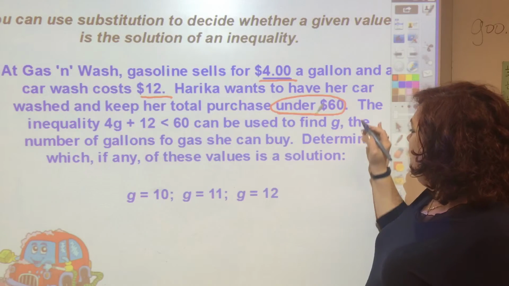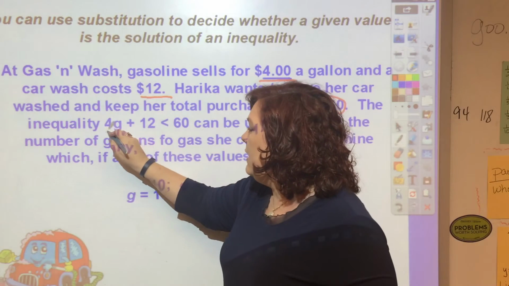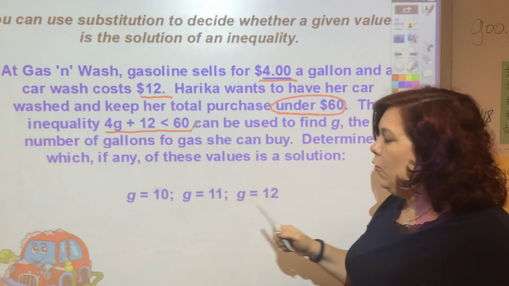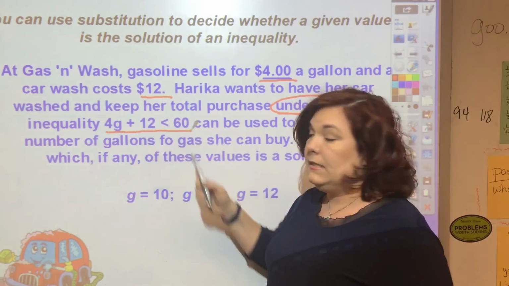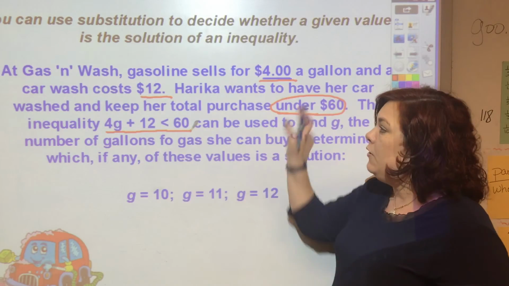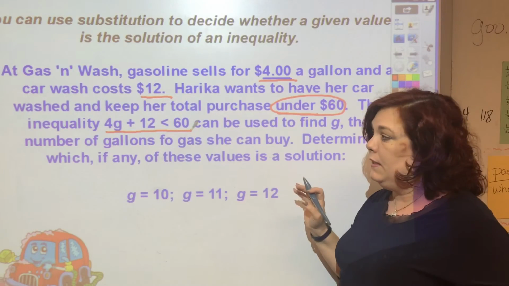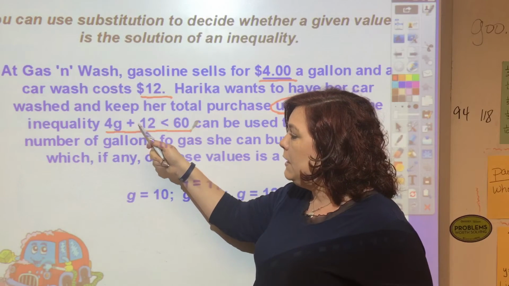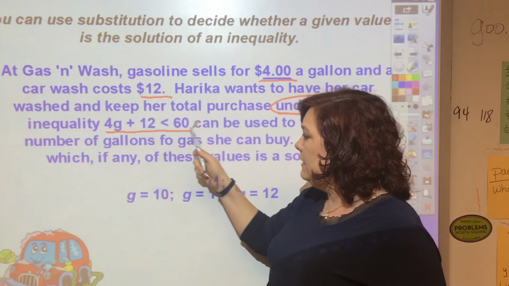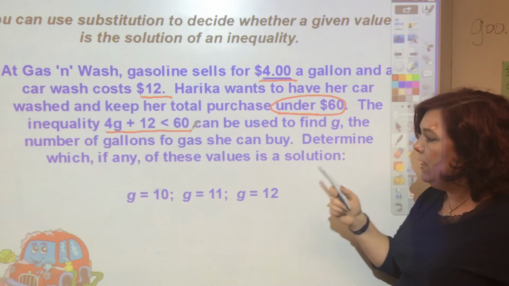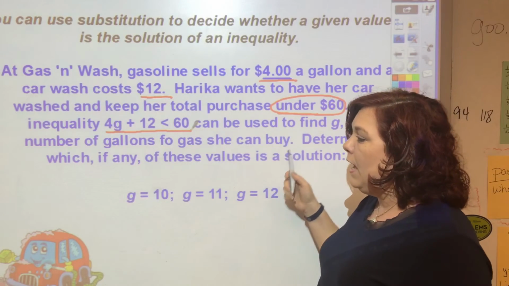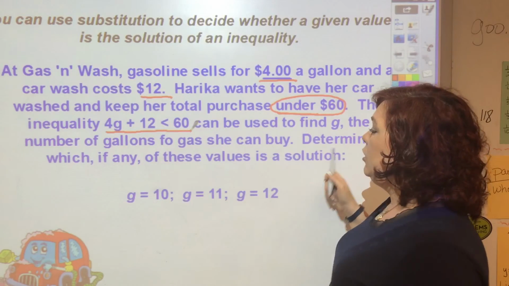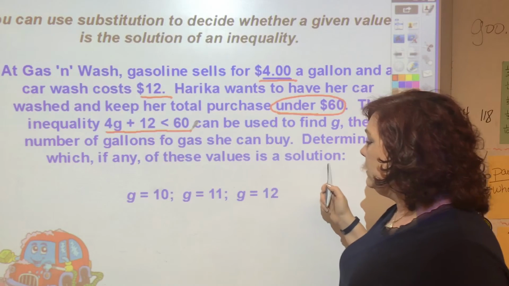The inequality 4G plus 12 is less than 60. So it gives you the inequality. You don't even have to write it based on the information. So this is saying 4 times the number of gallons plus 12 has to be less than 60. Can be used to find G, the number of gallons of gas she can buy. That's the variable. How many gallons can she buy? Determine which, if any of these values, is a solution.